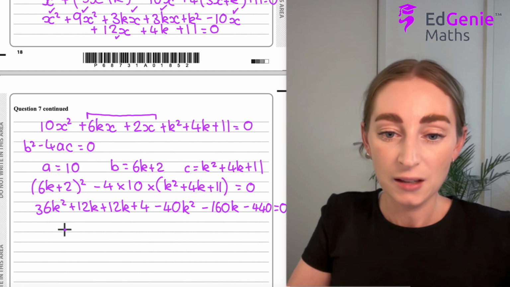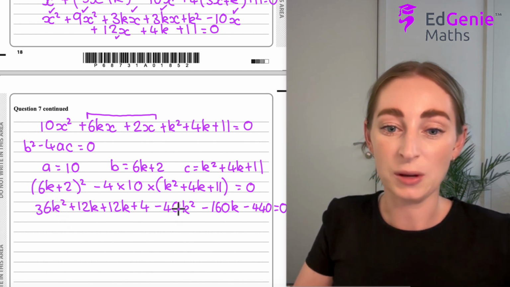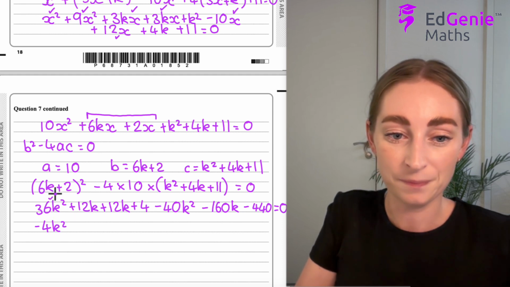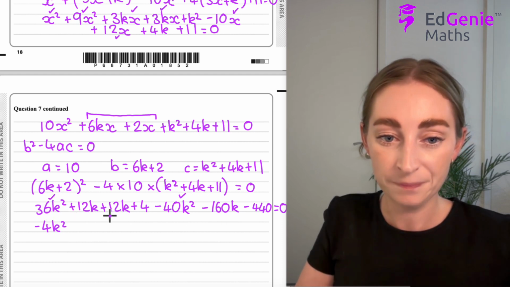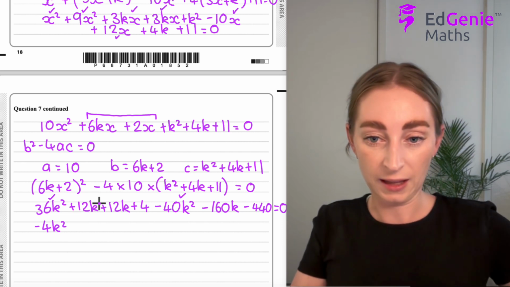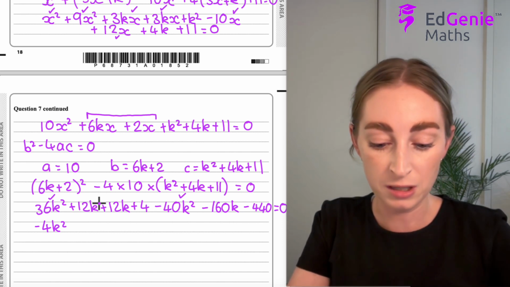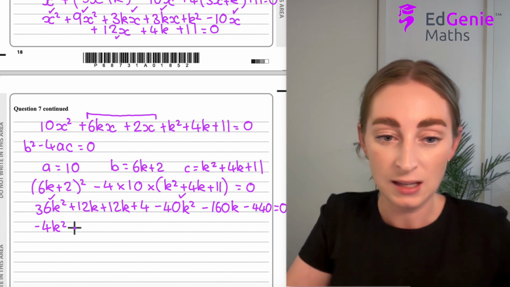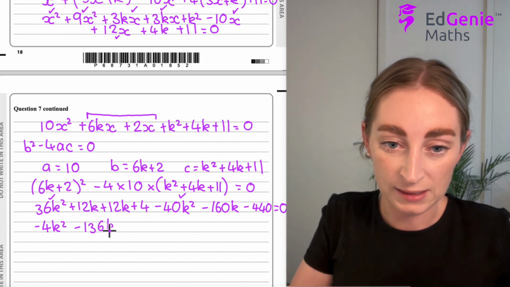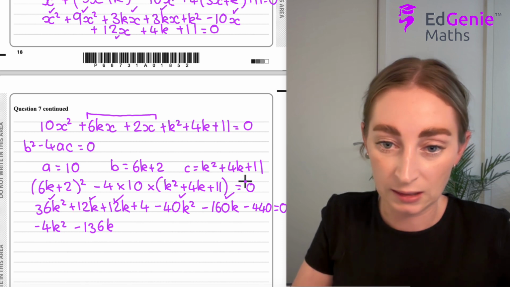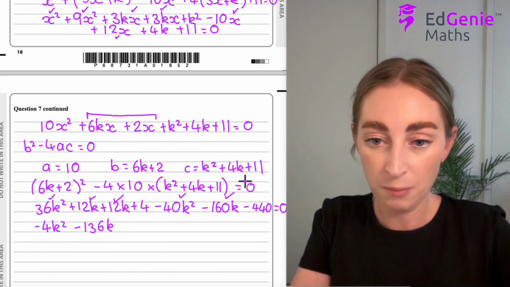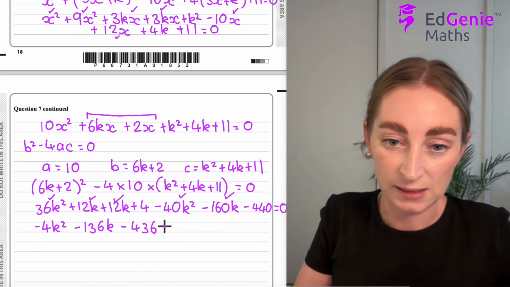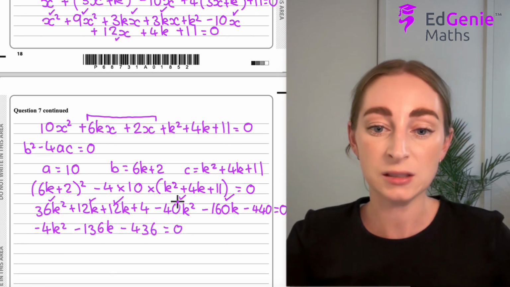Simplify it. 36k squared minus 40k squared, so minus 4k squared. Done. 12k, let's use a calculator so we don't go wrong. 12 plus 12 minus 160 is a minus 136k. Done. And 4 minus 440 is minus 436. Was this a show that question?